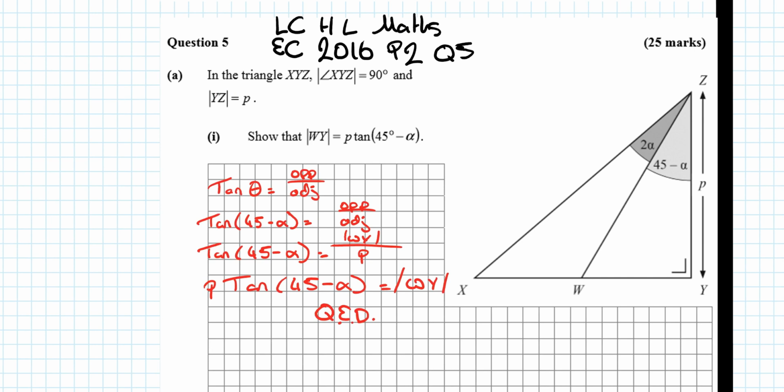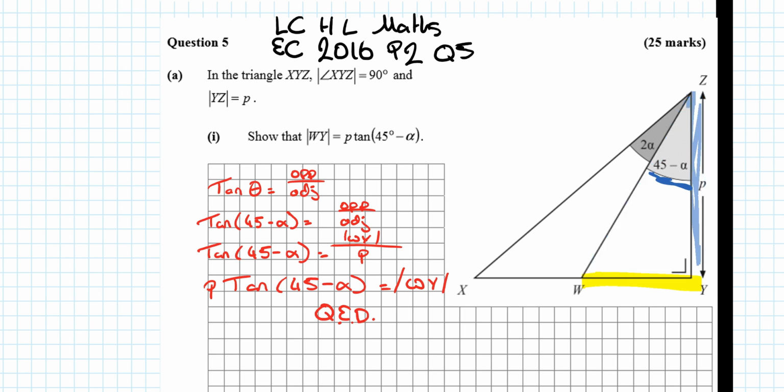So in a triangle XYZ, the angle XYZ is equal to 90 degrees, and the length YZ is P, and that's in the diagram. Show that WY is equal to P tan(45 minus alpha), and that's that angle there. So you can see we're going to be dealing with just this triangle here to begin with.